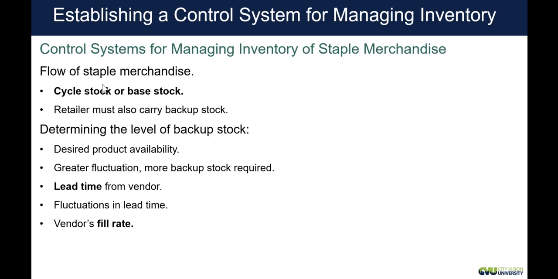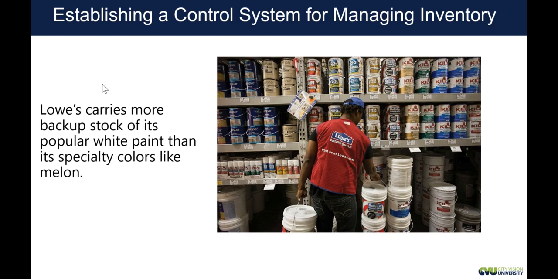So the more fluctuation there is, or the harder it is maybe to get from a vendor, the more backup stock you're going to want. So you have to build that in. And that's, again, where you're going to use some technology to help figure that out to control the inventory.